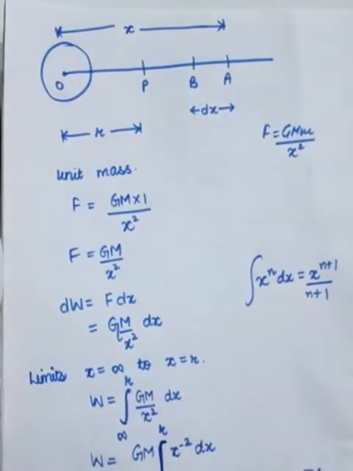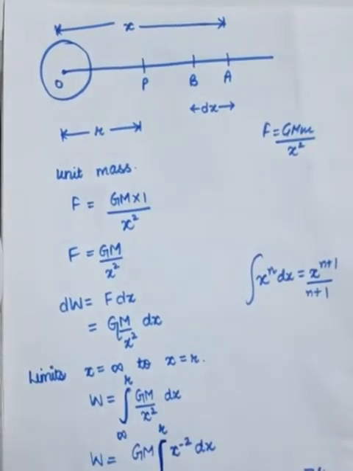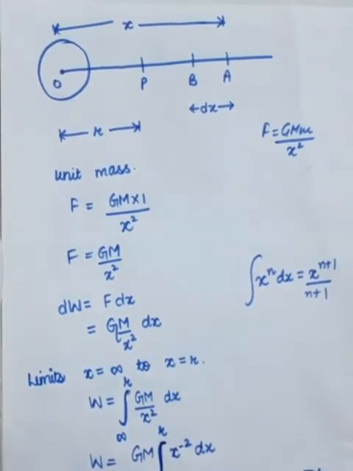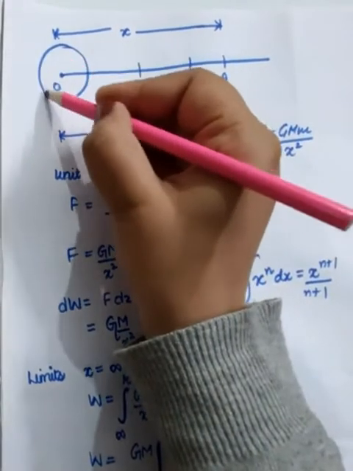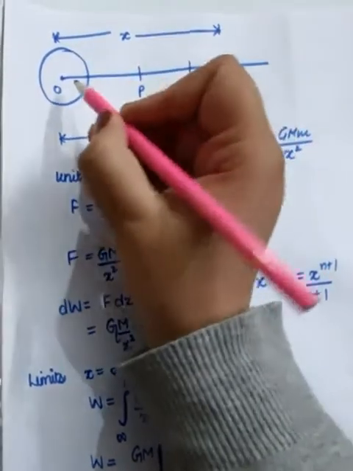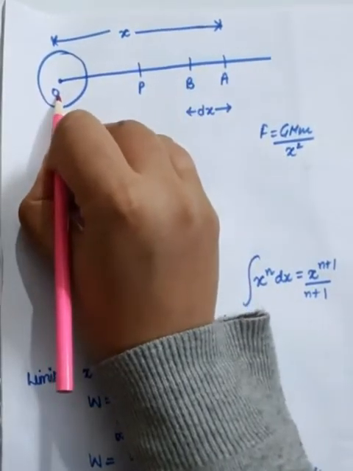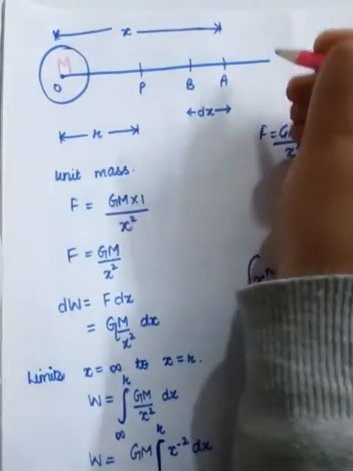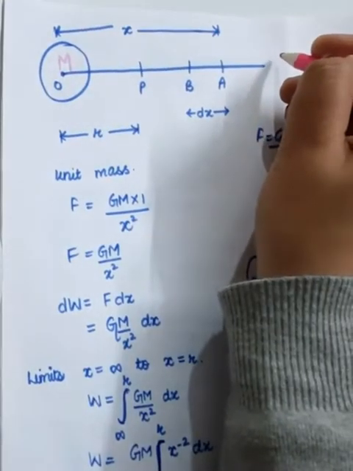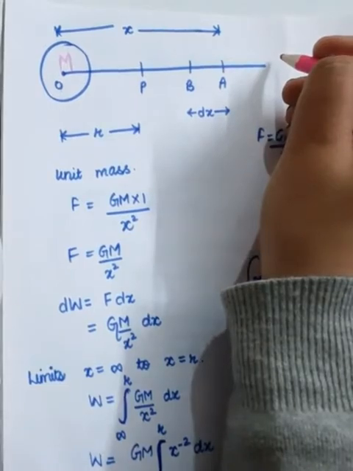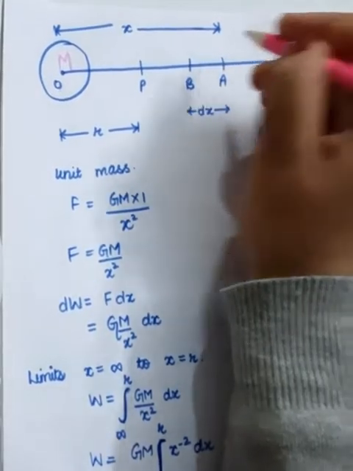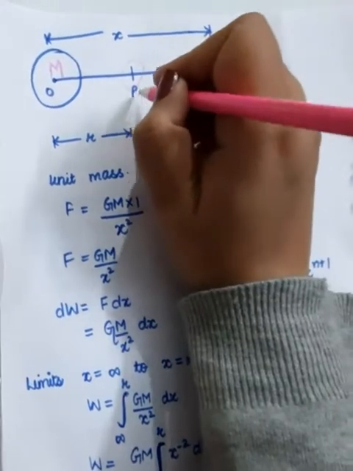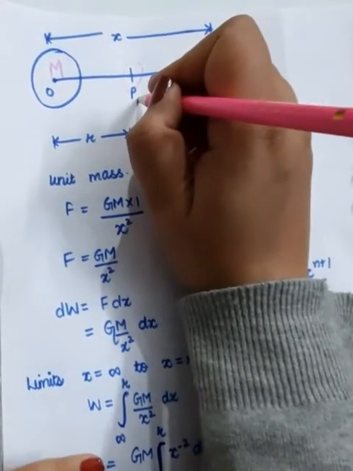Now let us find out the expression for gravitational potential. How to go about it? Suppose you have a body here, and this is its center. This body has mass capital M. And now you are bringing a unit mass from infinity to a particular point called P, which means you have to measure the gravitational potential at point P.